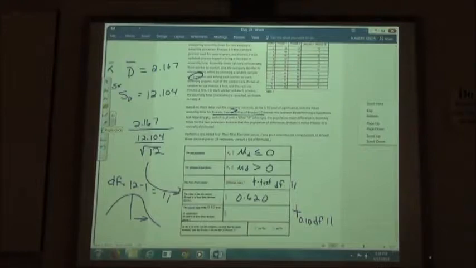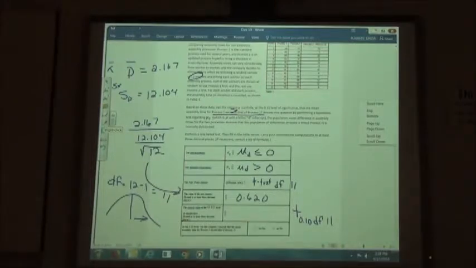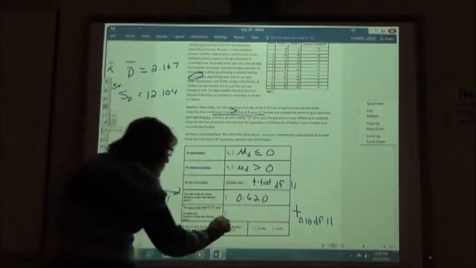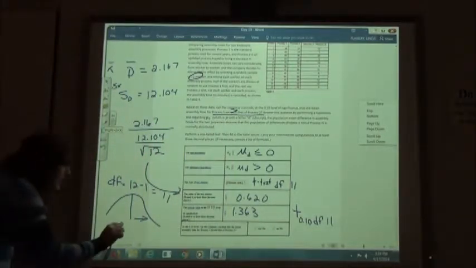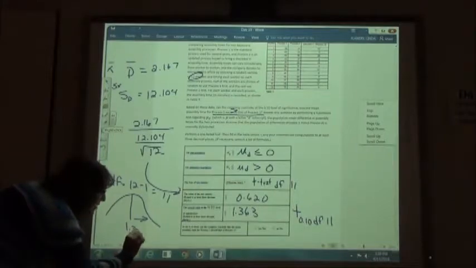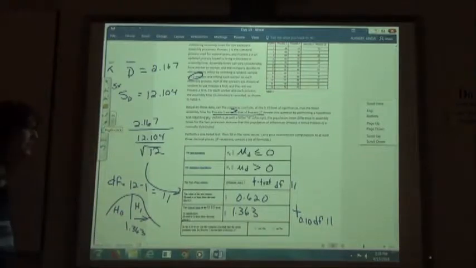On our calculator, when we put that in, we get 1.363. So 1.363 is our dividing part. The greater than is my H1. The less than or equal to would be on the other side, since my alternative hypothesis is that the difference is greater than 0.